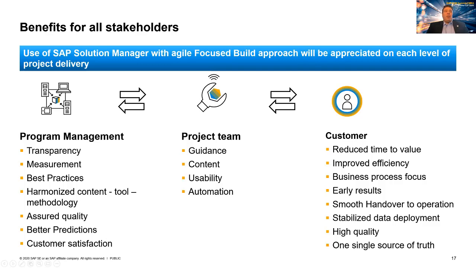You have earlier predictions through this transparency, and with that also a higher customer satisfaction. The project team itself is also happier because they have this guidance, these clear process flows, they have the status and know what is next, and are always aware of how they should proceed. They also get content, high usability, and a lot of automated steps that reduce redundant work. And finally, the customers will also be happier with it. They have reduced time to value.